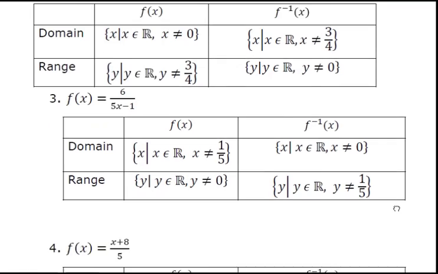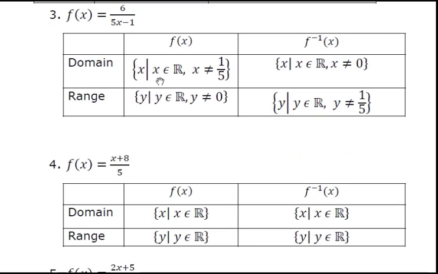Solution. We have the domain. By inspection, we set 5x minus 1 equals 0, and we get x equals 1/5. So there is a vertical asymptote at x equals 1/5, and that should not be in the domain. The domain of f of x is the set of all x's such that x is a real number and it should not be equal to 1/5.